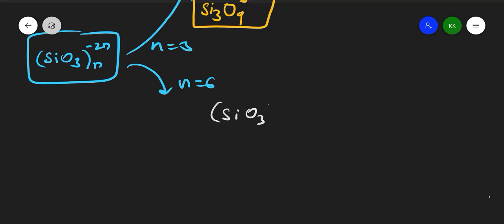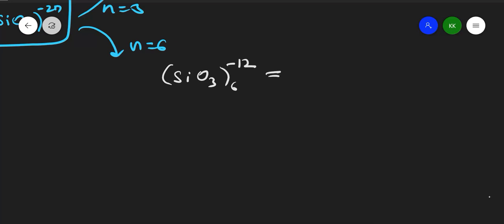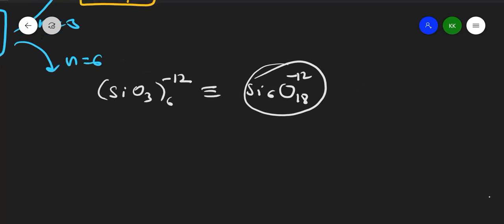SiO3 with charge 6 minus: 2 into 6 is nothing but minus 12. So its formula is almost Si6O18, since 6 3s are 18, and the charge is minus 12. So this is the general formula I will get. What will be its structure, that we shall see now.